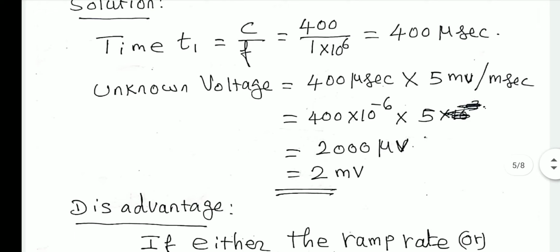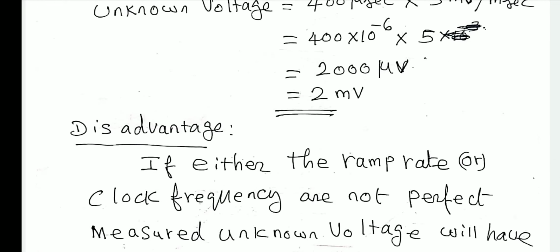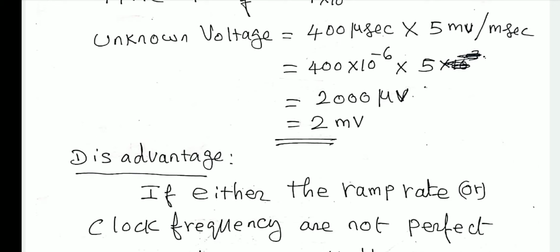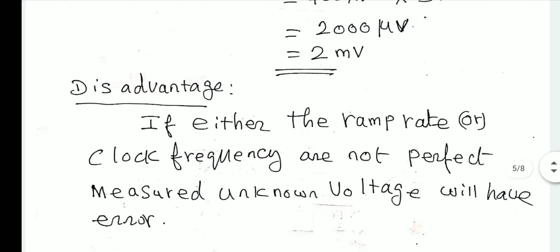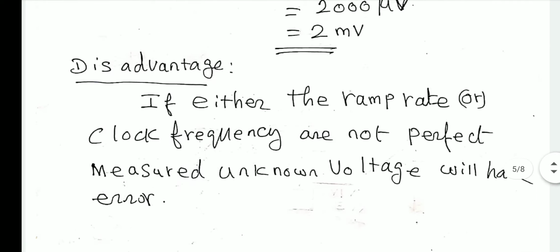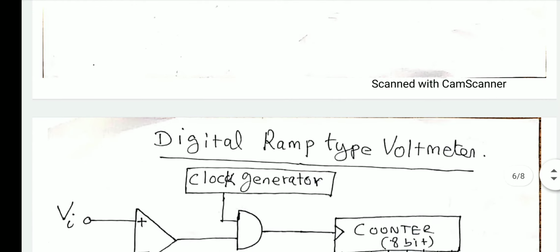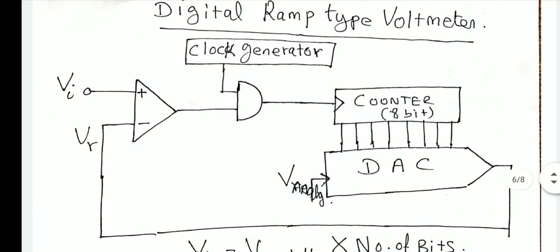But there is a disadvantage in this method. The problem is, if either the ramp rate or the clock frequency is not perfect, that means if there is an error in the clock frequency or an error in the ramp rate, then the measured unknown voltage also will have some error. So the percentage of output voltage error depends on the ramp rate error and the clock frequency error. That is the risk in this method. This particular problem is solved in the next type of voltmeter, called the digital ramp voltmeter.